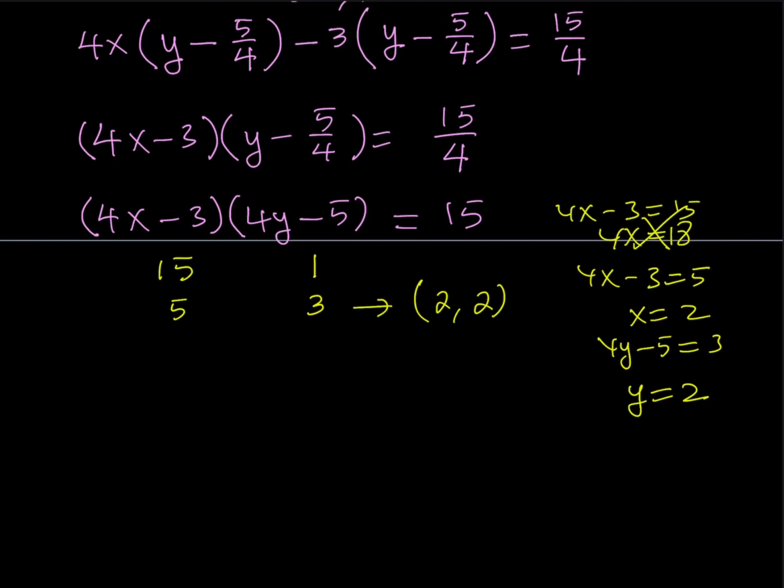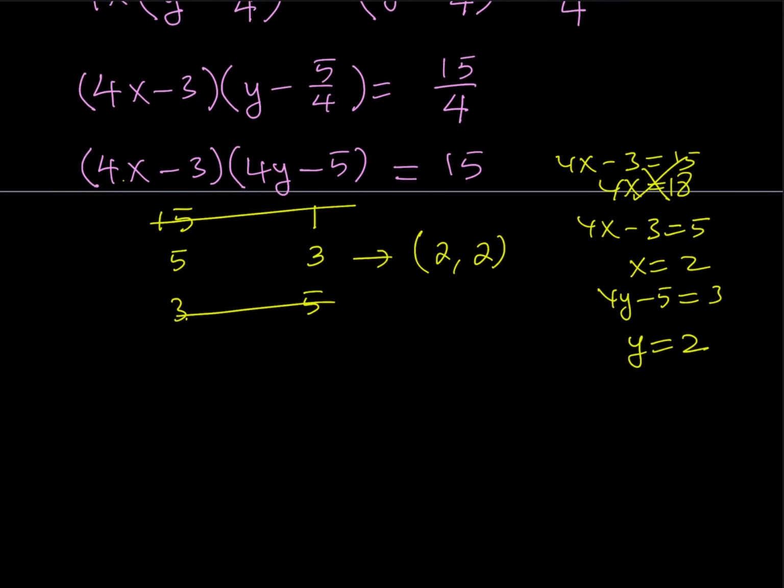Okay? Now let's try another value. How about switching the 5 and 3 and using 3 and 5. But notice that if you set 4x minus 3 equal to 3, you're going to get 4x equals 6. That's not going to give you an integer solution. So these pairs are not going to give us any solutions. So next, let's go ahead and test 1 and 15.